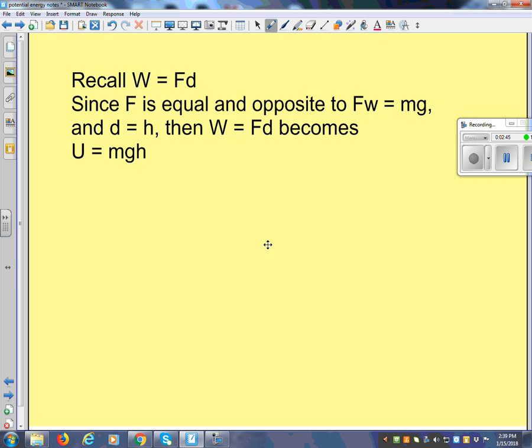Remember, W equals FD. I'm deriving here. Since F is equal and opposite to FW, mg, like the applied force is opposite the weight force, and D is sometimes represented with H for height, W equals FD becomes potential energy U equals mgh. Gravitational potential energy is mass times gravity times height. The higher it goes, the greater the potential energy. The more mass it has, the greater the potential energy. All of that work done is transferred into gravitational potential energy.